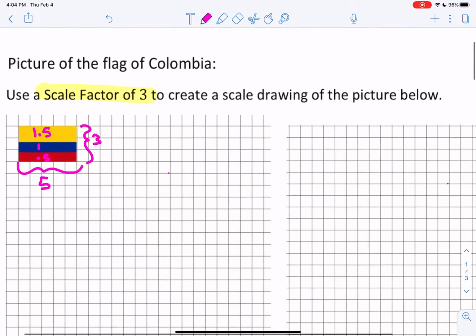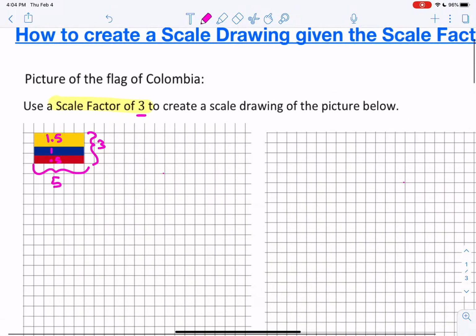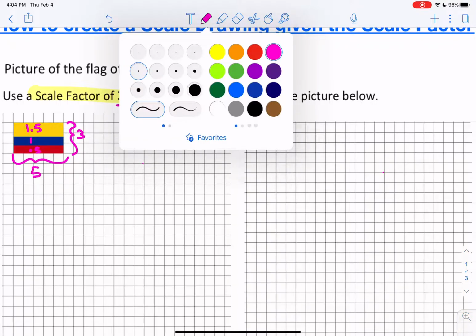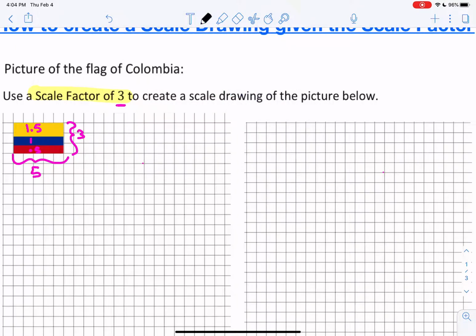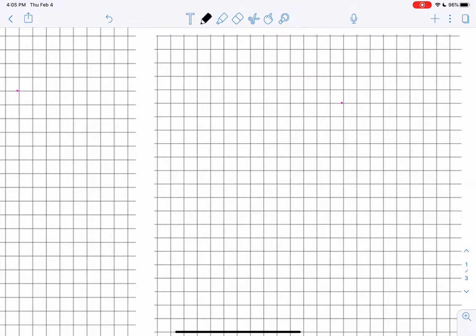So we're going to use those numbers for the colors of the flag. Now, if we have a scale factor of 3, that means all the sides of our flag have been multiplied by 3. So when we create our new flag, we need to keep that in mind. The width of our new flag, if the width was 5, times 3 is going to give us 15. So that means it's going to be 15 across. So let's go ahead and draw a line that's 15 boxes across. 1, 2, 3, 4, 5, 6, 7, 8, 9, 10, 11, 12, 13, 14, 15.